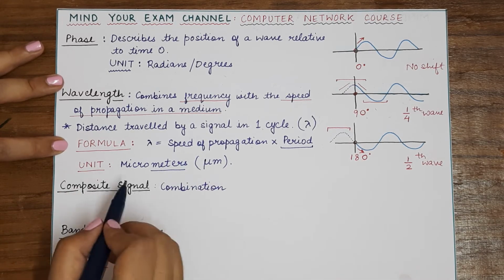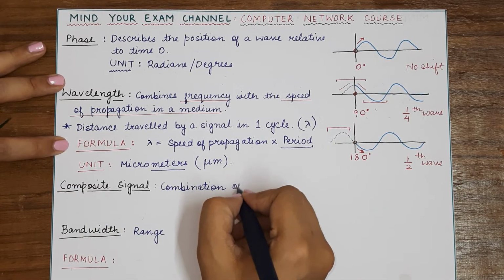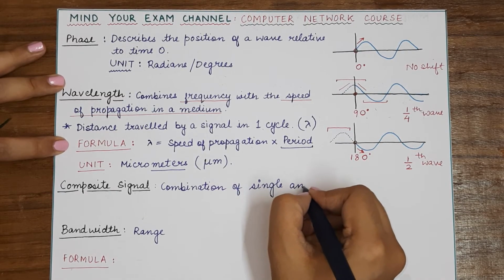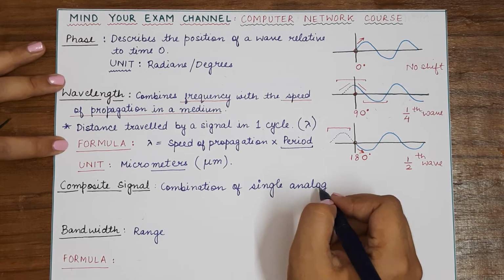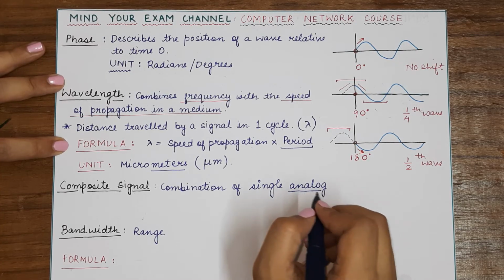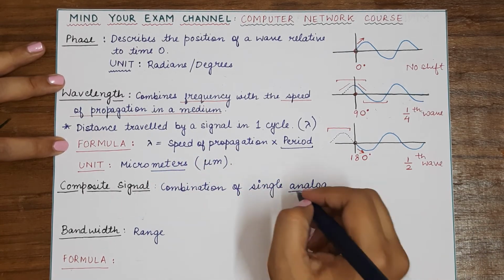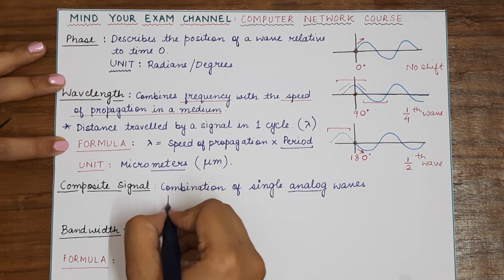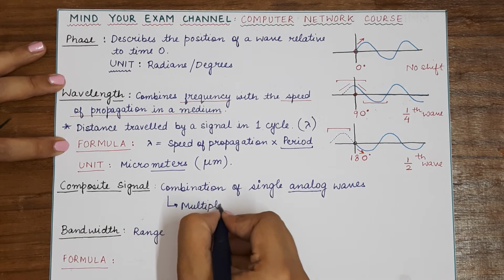Now coming to the concept of composite signal. A composite signal, as you might have guessed, is a combination of single analog sine waves. Actually, as of now, we are talking about analog signals only, that is why I have written analog here. Otherwise, a composite signal can either be digital or analog. So it is a combination of single analog waves such that a single composite signal will contain multiple different frequencies in it.